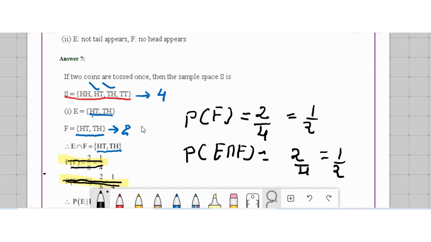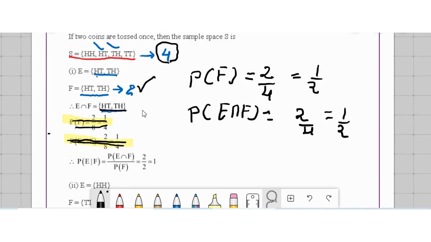And event F is that H appears on one coin. Now what will be the probability of event F? Event F is 2 by 4, because the total outcomes for F are 2, you can see over here. So P of F is equal to 2 upon the total outcomes, 4, so 1 upon 2. And if you take the intersection of events E and F, the common elements are HT and TH. Now, what will be P of E intersection F? That will be once again 2 by 4, that is equal to 1 upon 2.